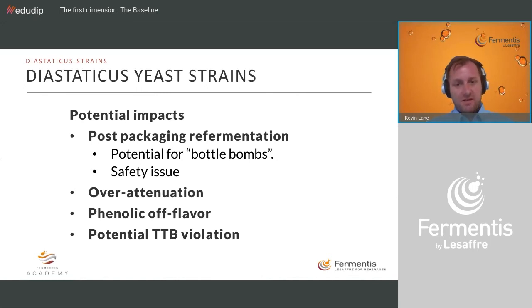The other potential impacts are over attenuation, so a drier finished beer, less body to it, phenolic off flavor because most of the Diastaticus strains are POF positive, and a potential violation of whatever the regulations are. In the US, it's TTB, but in other countries, I'm sure there are similar guidelines where you have some cushion for being off on your alcohol. But if you have Diastaticus contamination and it continues to ferment in the package or beyond what you think, then you'll have a higher alcohol concentration in the package than what you say is in there, and that can be a legal issue.